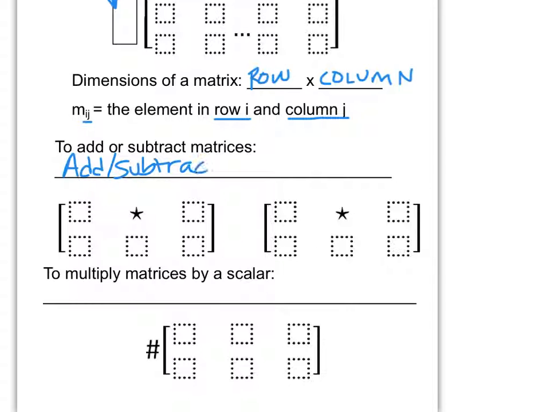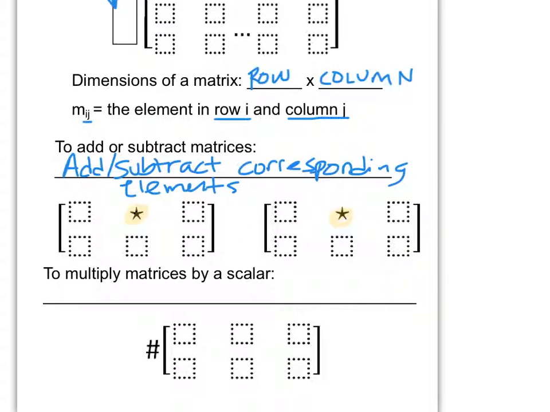So to add and subtract, you add or subtract the corresponding elements. So where I have the little stars, those would be the corresponding elements, so I would add or subtract those two things based on whatever operation I have.